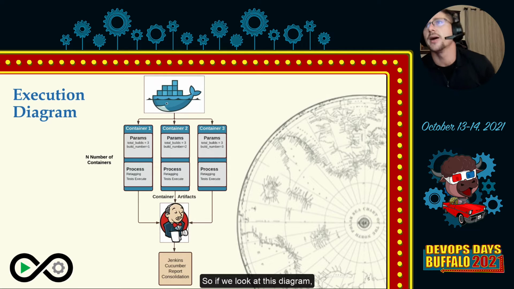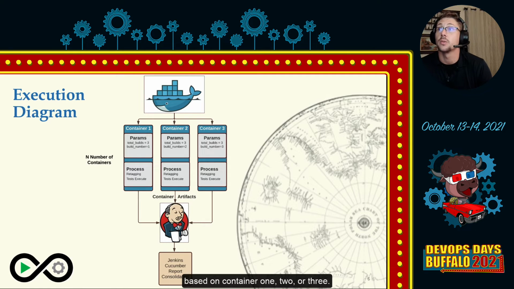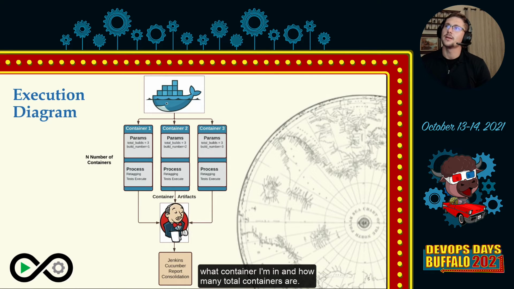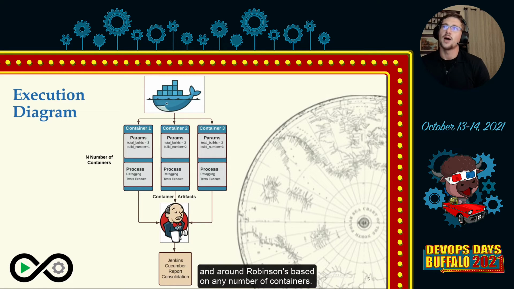So if we look at this diagram, we can see that we're passing a certain number of parameters: total builds and build number. Total builds is static, it is 3 across all 3 containers, whereas build number is either 1, 2, or 3 based on container 1, 2, or 3. So what this allows me to do is signify what container I'm in and how many total containers there are, and that allows me to split the regression in a round robin sense based on n number of containers.